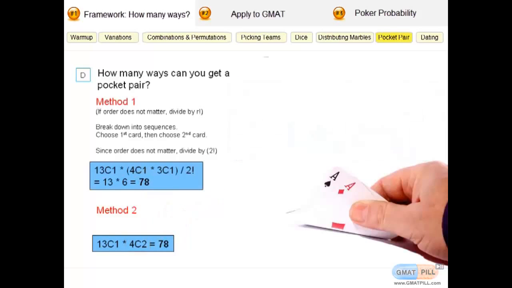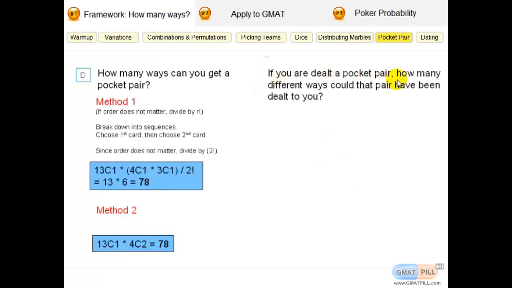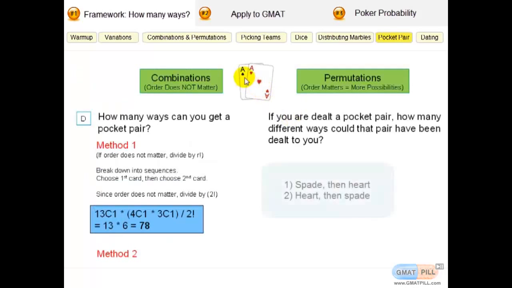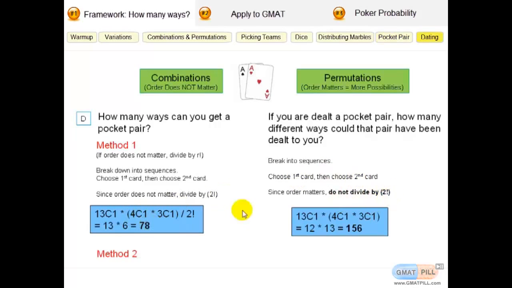Now, if the question were worded a little bit differently, if you are dealt a pocket pair, how many different ways could that pair have been dealt to you? So did you get the ace of spades and then the ace of hearts, or did you get the ace of hearts and then the ace of spades? So the order here matters. And that's why in this case you do not divide by 2 factorial. Everything else stays the same. And in general, you're going to have 2 factorial times more than this. So whatever this is, 78, you're going to have 156. But everything else in the calculation is exactly the same.